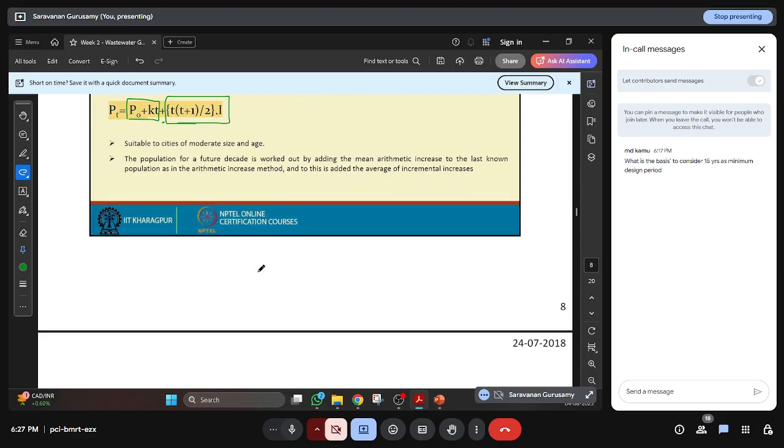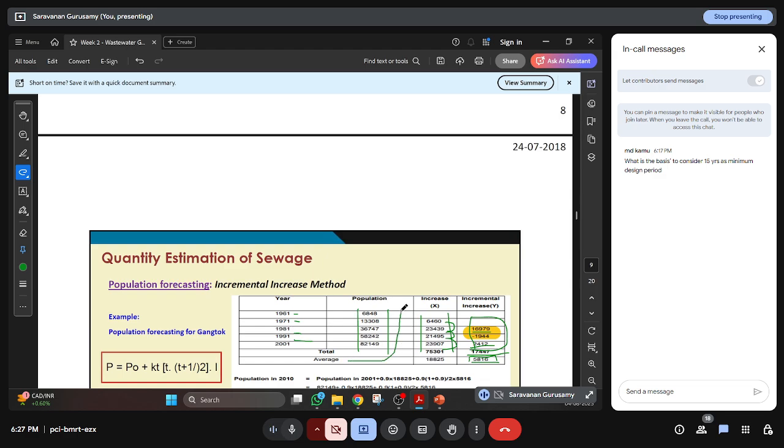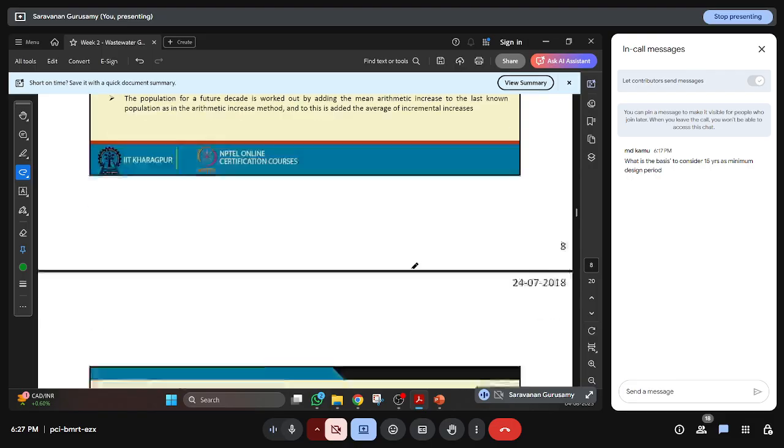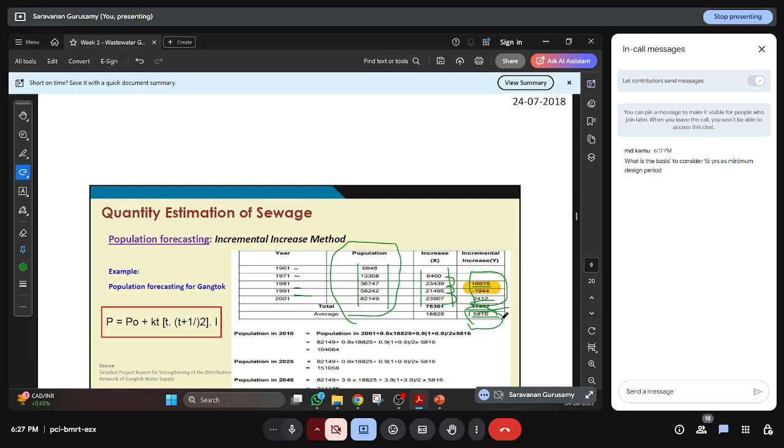Because simply this will not give my total increase. Also, there is an increase in the increase, and that I also have to consider. Or if there is a decrease in the increase, that also I have to consider. So that's why t into t plus 1 by 2 into I is given. I is what we are calculating here, the average in the increase. You got it? If I do some problem, you can easily understand this.